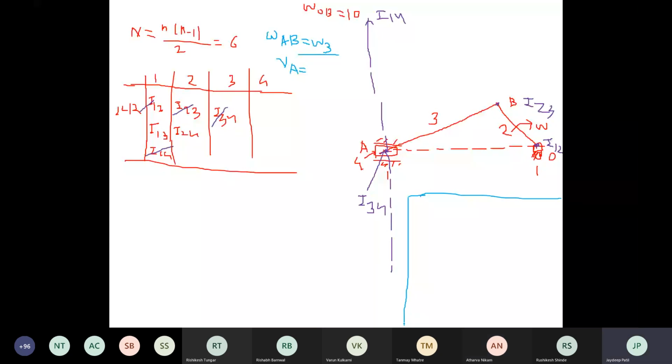You have to find out omega 3. Now the angular velocity of input link is given. Omega OB is given, means omega 2 is given. Now omega 2 is given, you have to find out omega 3. If you write here the formula to find out omega 3, what is the formula? Omega 3 upon omega 2 is equal to I.